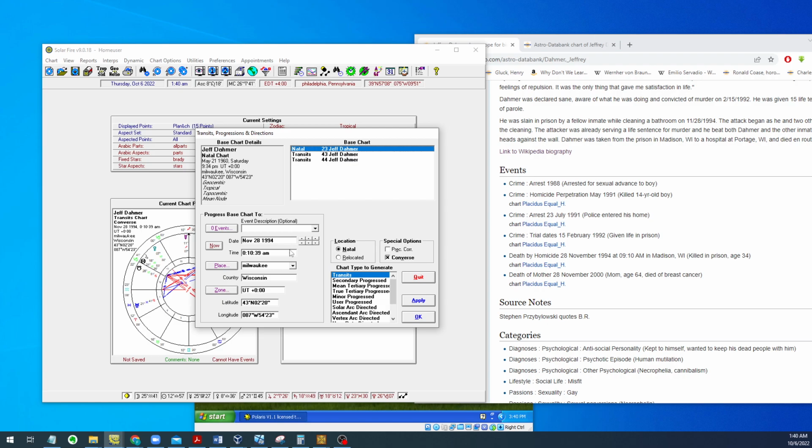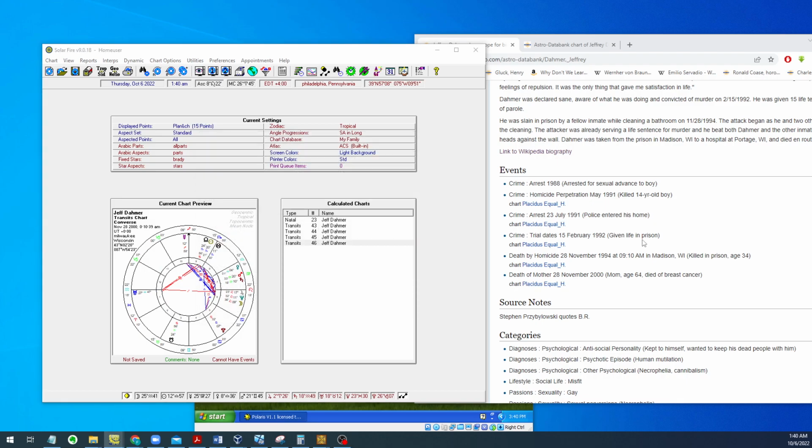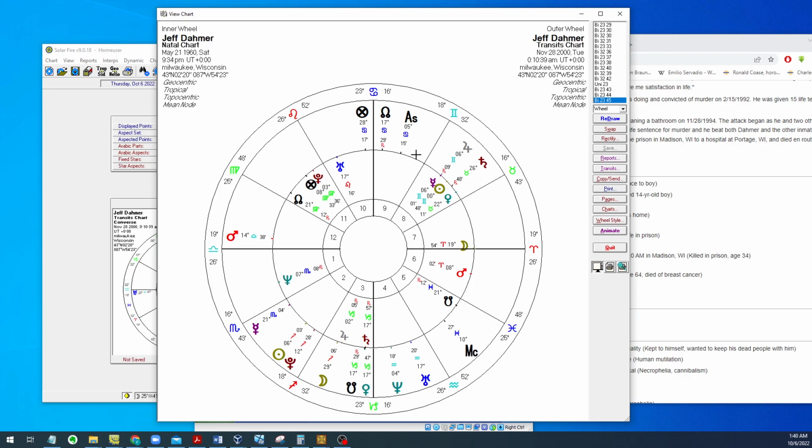If you look at our second event here, which is the death of his mother, okay, we can see there's a Venus here and there's a south node here, both of them square the descendant. You have Venus close to the IC.